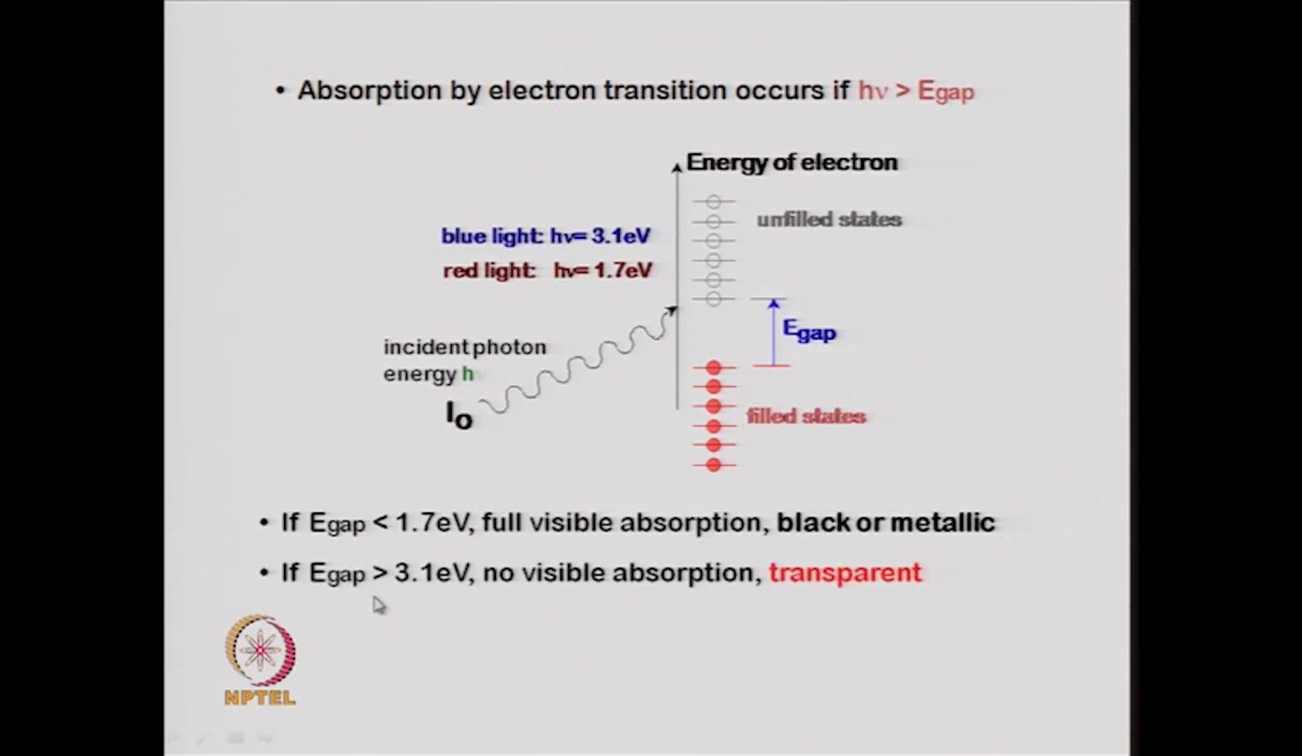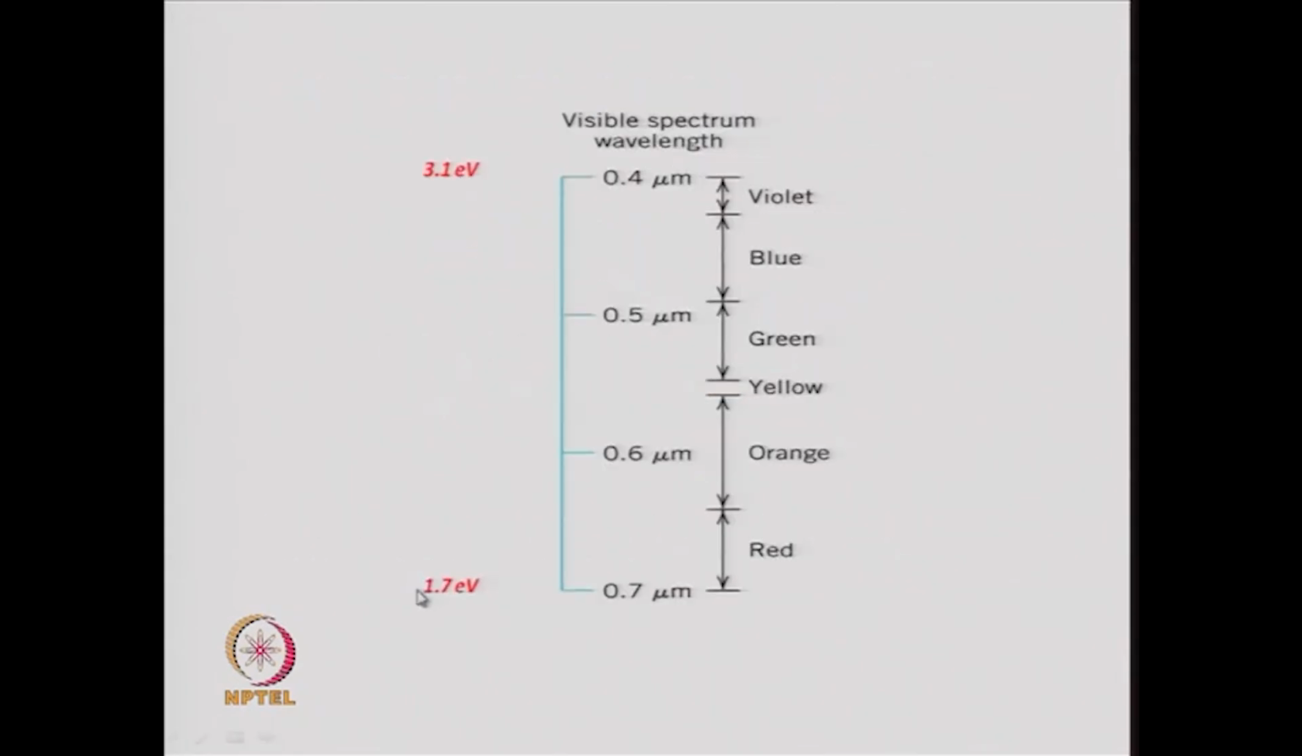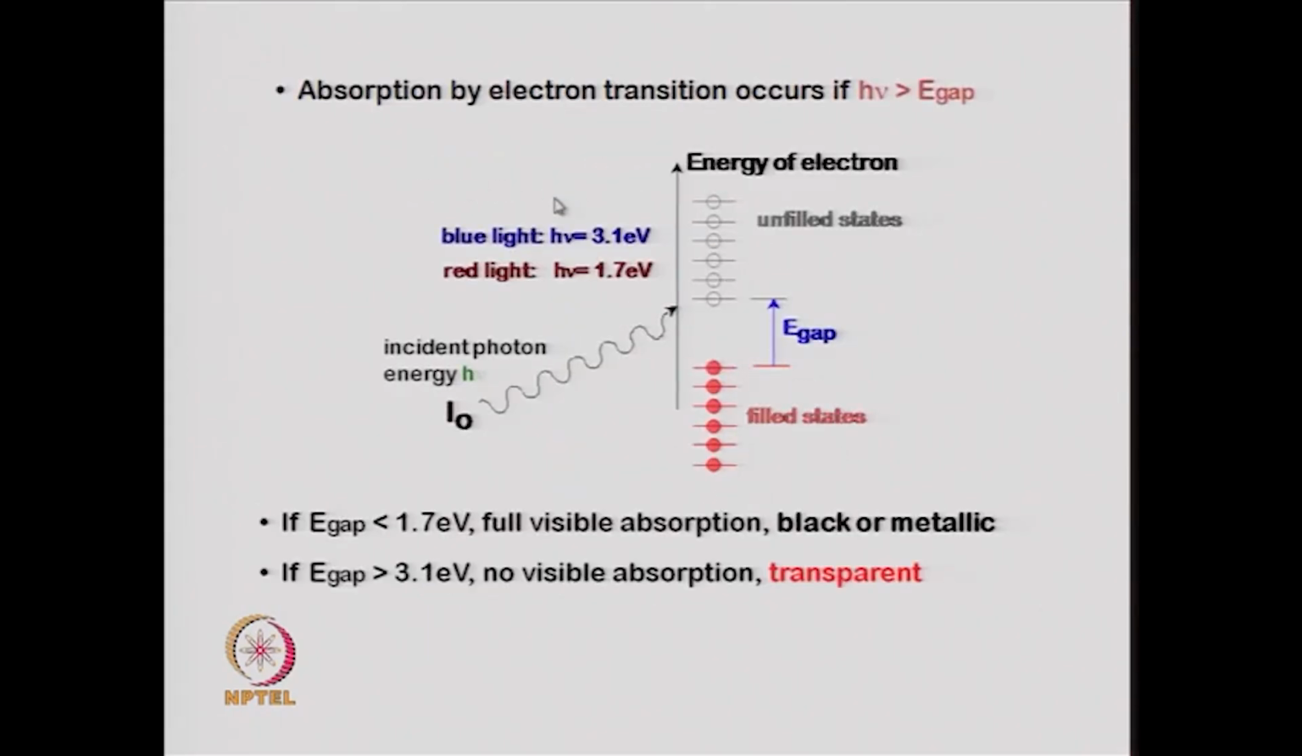If the band gap is greater than 3.1 electron volt, because we mentioned that 3.1 electron volt is the maximum energy within the visible region, so if you have a band gap which is more than 3.1 electron volt, then there is no absorption in the visible, because the visible light is smaller than 3.1 electron volt, and so the material will look like a transparent material.